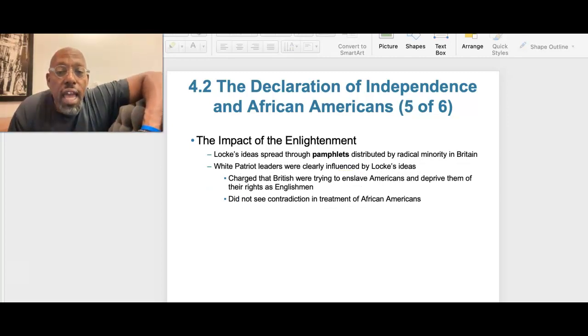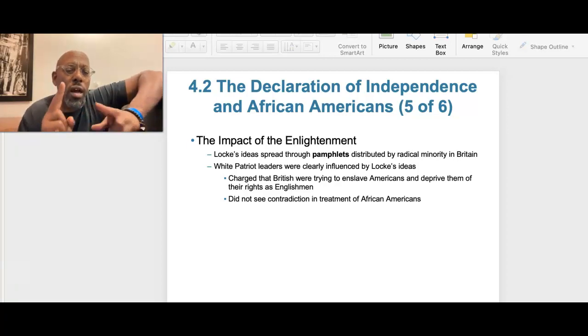The impact of the Enlightenment: Locke's ideas spread through pamphlets and were distributed by a radical minority in Britain. White patriot leaders were clearly influenced by Locke's ideas. He charged that the British were trying to enslave Americans and drive them of their rights as Englishmen, but did not see any contradiction with the treatment of African Americans.